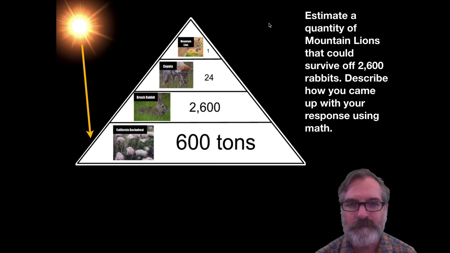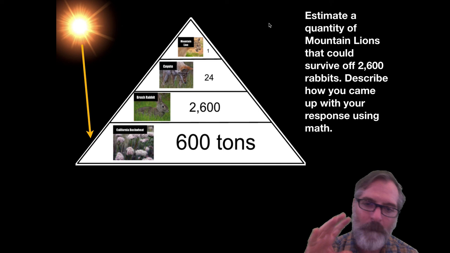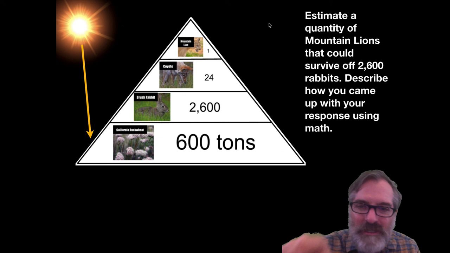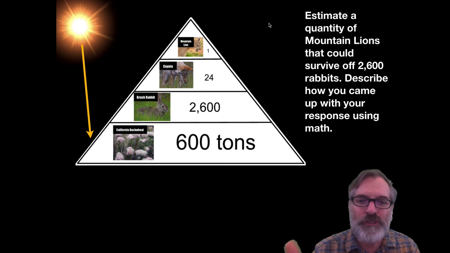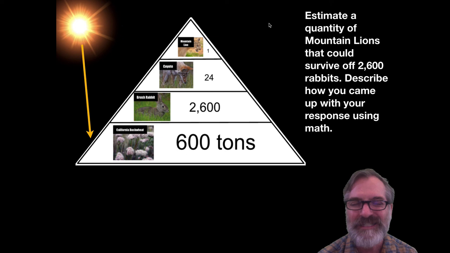Now, last question. Estimate a quantity or a number of mountain lions that could survive off of 2,600 rabbits. Describe how you came up with your response using math. Yes. Use your math. Your math teachers are amazing. They taught you great skills. So again, pause the video, come up with a number, use some mathematical calculations, make sure you're using the 10% rule where only 10% of the energy is going up each time, or 90% is being lost at each trophic level. Pause the video and try to figure out this energy pyramid challenge.